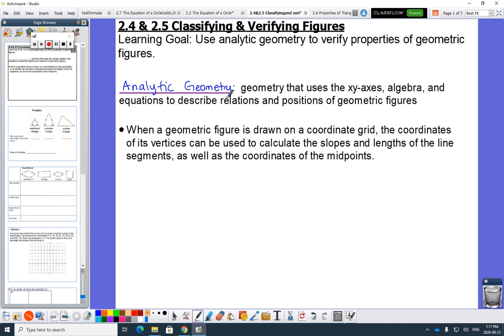If you have a triangle, you have to do 3 lengths. If you have a quadrilateral, you have to do 4 sides and 4 slopes. Okay, so that's a lot of math work. And you do have to remember some things from grade 9. Okay, so if you have parallel lines, what happens to their slopes?